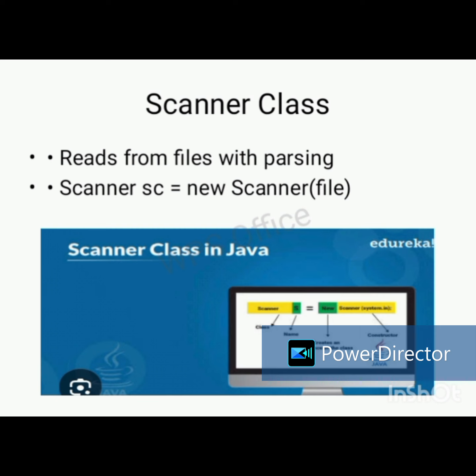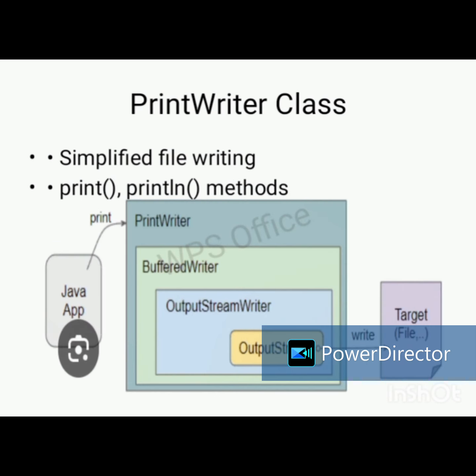Key methods: hasNextLine checks if more input exists. nextLine reads the next token or line. useDelimiter allows custom splitting based on characters like comma, space, etc. Scanner simplifies reading and parsing structured text and is often used in file processing, user input collection, and text-based applications. PrintWriter class.